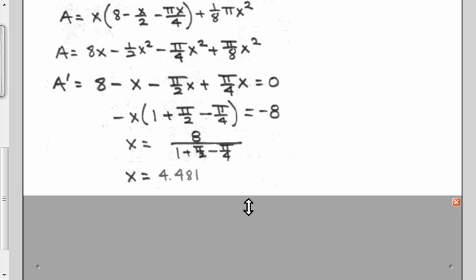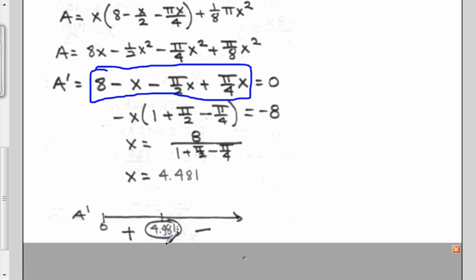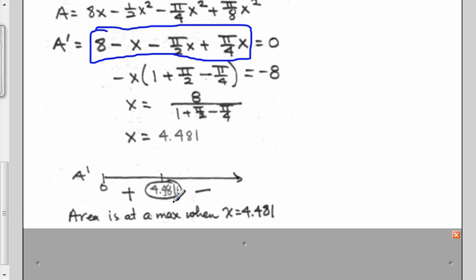Again, we want to try to find if it's a maximum. So let's do a sign change chart, put in 1 into our derivative, and we find out that's a positive number. And here's the derivative right here. Again, you can use your calculator to find that's positive. Put in 5 or 10. So hey, it's increasing here, it's decreasing here. Therefore, I have a max.